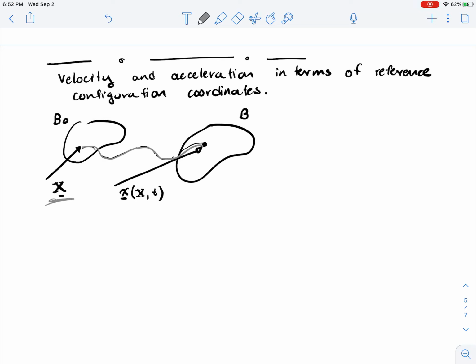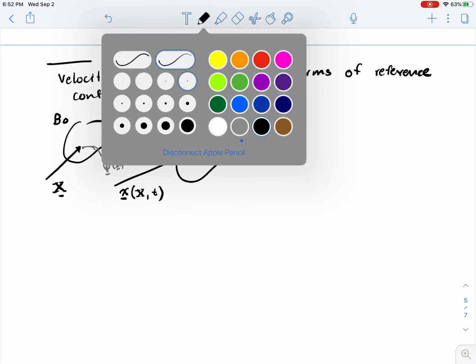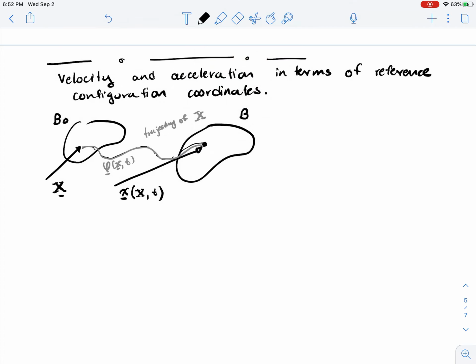So this trace that I have right here is the path that this particle takes as a function of time, right? So this is my trajectory of X, and that would be basically phi of X as a function of time.